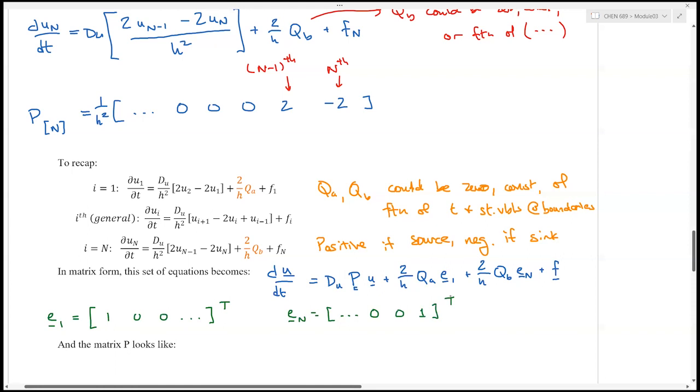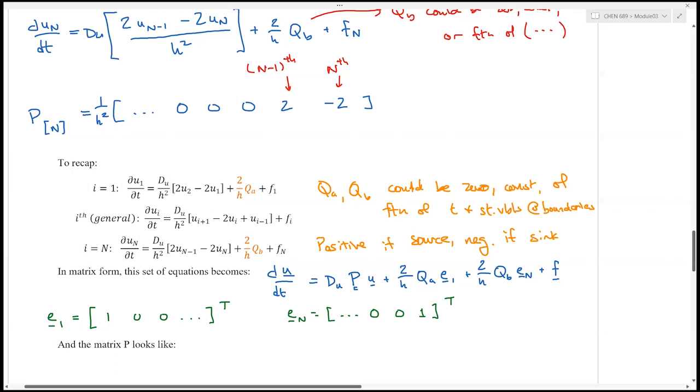And the reason we have these here is because if we're going to put all these things into matrix format, the QA term is only appearing in the first equation. So you need this vector here to show us that it's only appearing in the first equation. And then QB is only appearing in the nth equation.